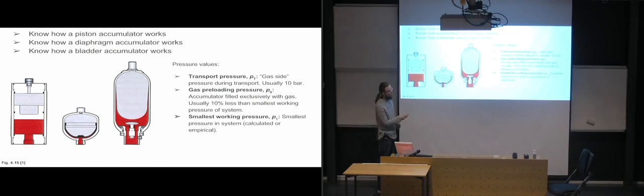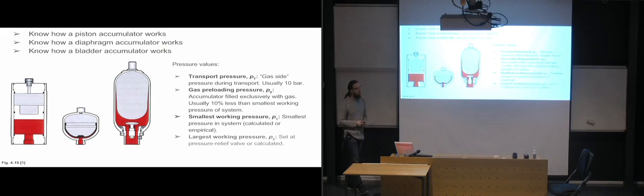And then we have what's called the smallest working pressure, and that's the smallest working pressure in the system, which you either can calculate or you can just read it from one of your pressure gauges if you're running your system. And then you have the largest working pressure, which is set at the point where a pressure relief valve is going to open, or you have calculated what's going to be the largest working pressure.